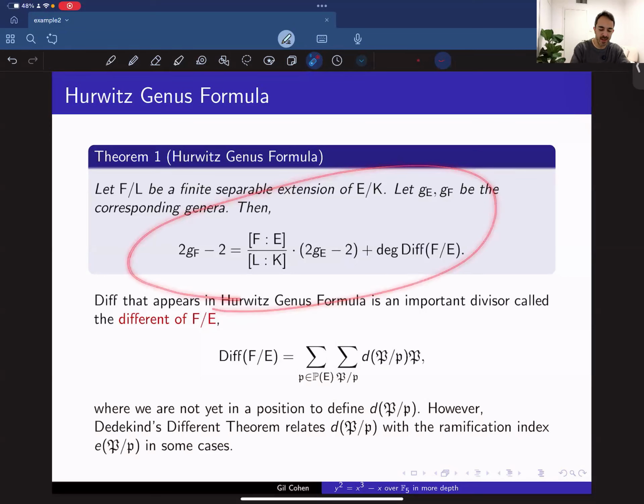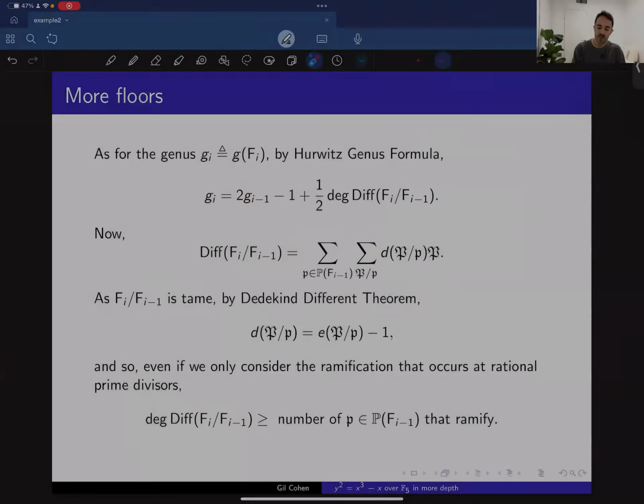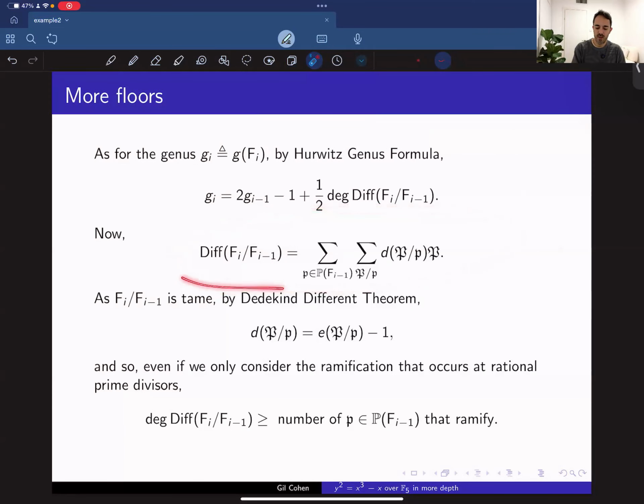I mean, the formula looks like that, but you see this is 2 and this is 1. So all in all, you get what I said there. You move the minus 2 divided by 2 and so forth. And the different, given like that, generally, we said that every prime divisor that ramifies contributes its degree to the different. And in particular, if I want to lower bound the genus, it's enough to consider just a subset of the ramified places that I can eyeball.